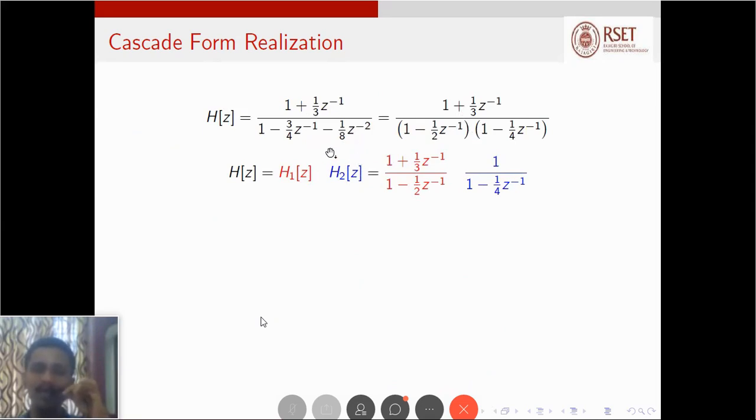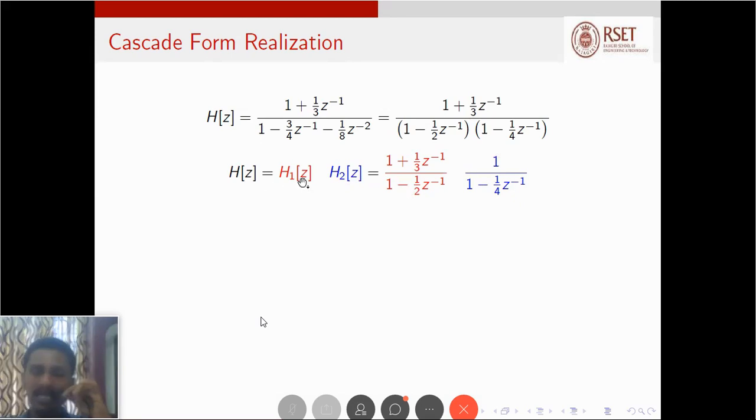If you factor the denominator, you get 1 plus 1 by 3 z inverse divided by 1 minus 1 by 2 z inverse into 1 minus 1 by 4 z inverse. Then you will get the transfer function h of z is equal to h1 of z into h2 of z, where h1 of z is equal to 1 plus 1 by 3 z inverse divided by 1 minus 1 by 2 z inverse. Similarly, h2 of z is equal to 1 divided by 1 minus 1 by 4 z inverse.